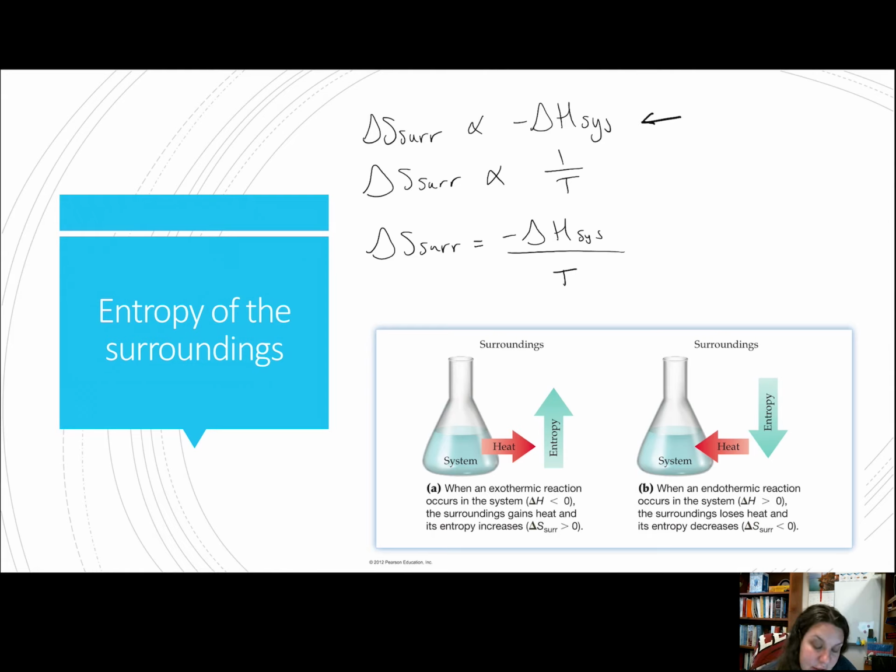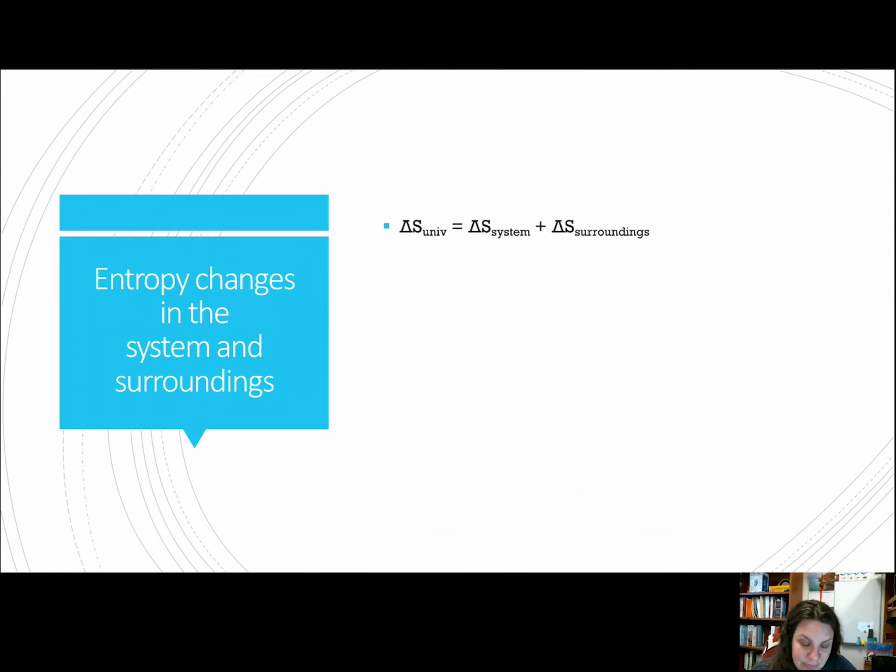And then it'll be inversely proportional to the temperature, right? If we have more disorder, but it's at a lower temperature, that disorder increase will be a greater amount of disorder. Okay.